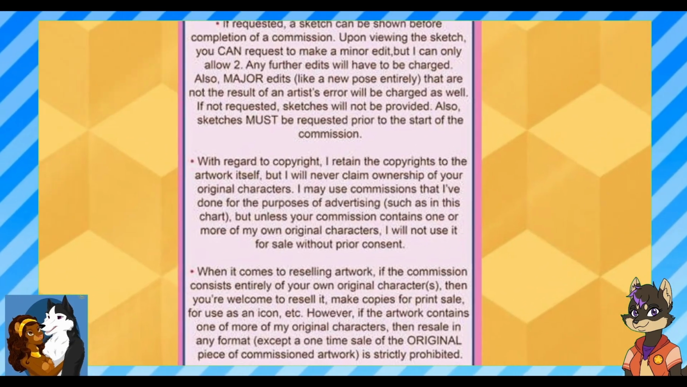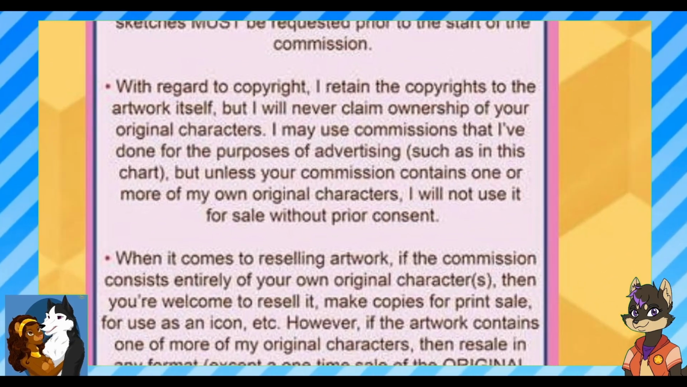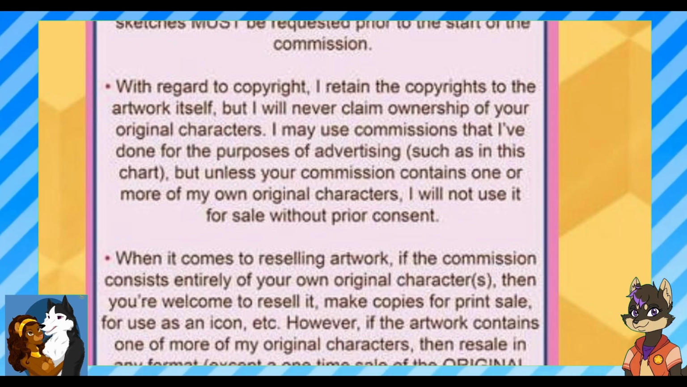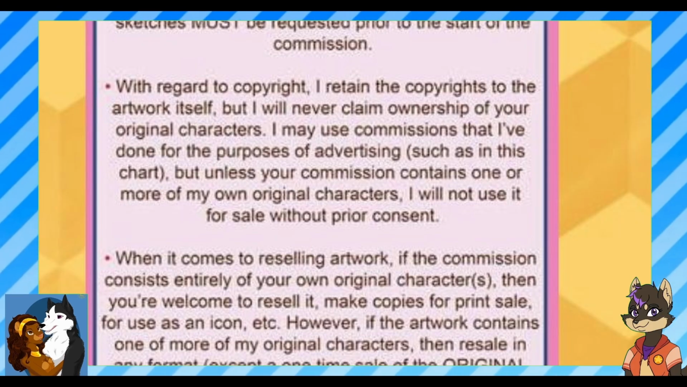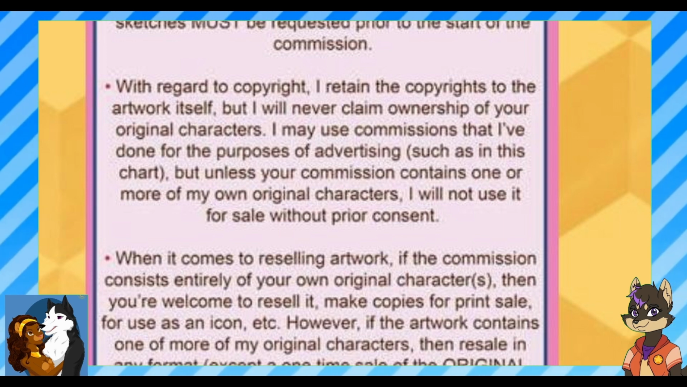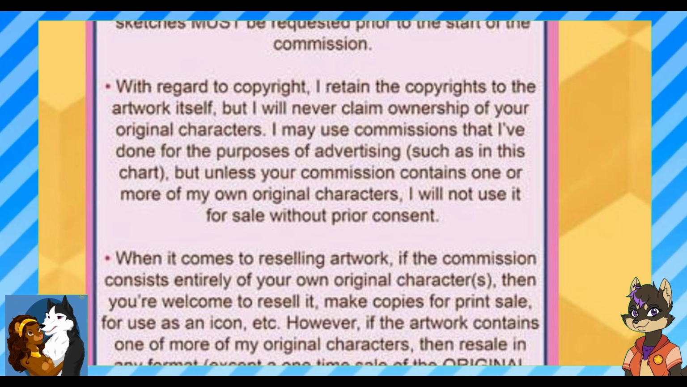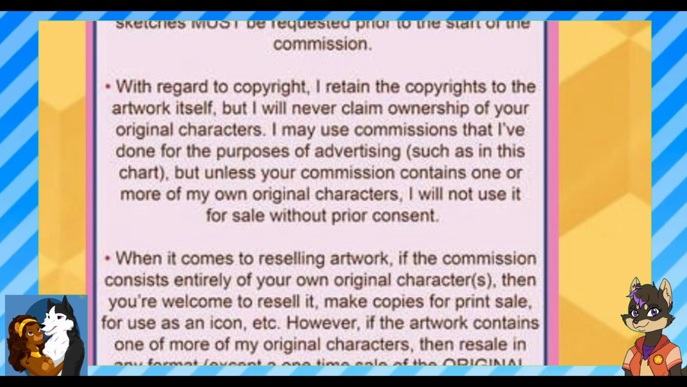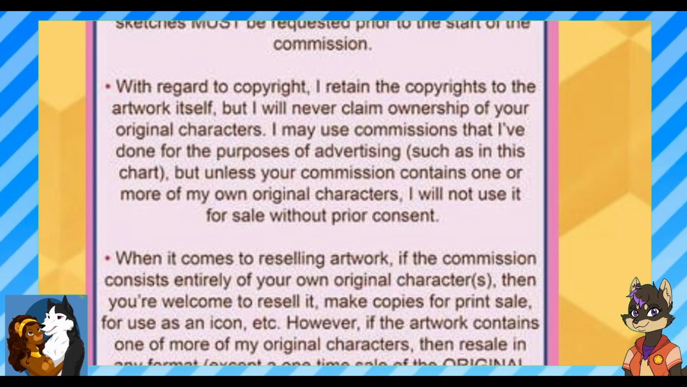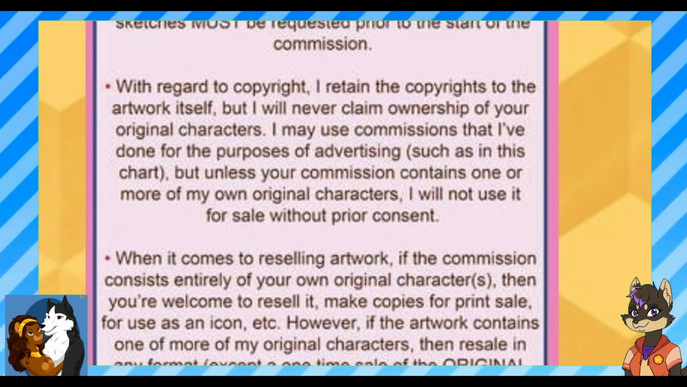This is about copyright, and this is important also because you need to make sure people know, also in your terms of service, that the copyright of the artwork belongs to you. However, the characters do not. So if someone has their own character and they want you to draw them, they retain the rights to the character, but the copyright for the artwork itself still belongs to you unless the person purchases that copyright, in which case they own all of it.